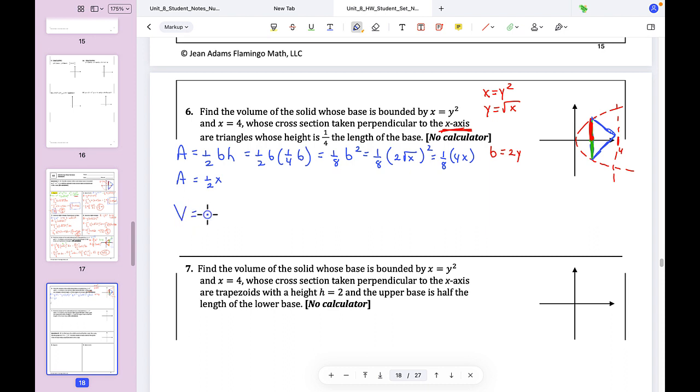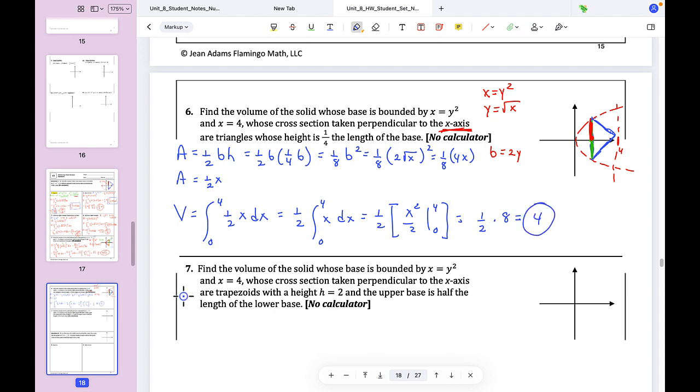So my volume is going from 0 to 4, 1/2 x dx. So that's 1/2 integral of x, from 0 to 4 of x dx. It's 1/2 x squared over 2, evaluated from 0 to 4, which comes out to 1/2 times 8, which is 4. Okay.